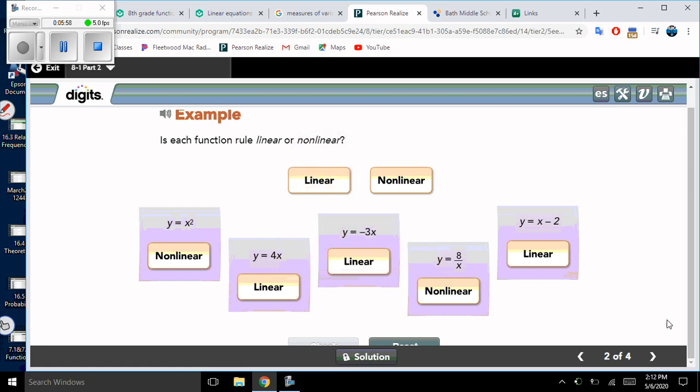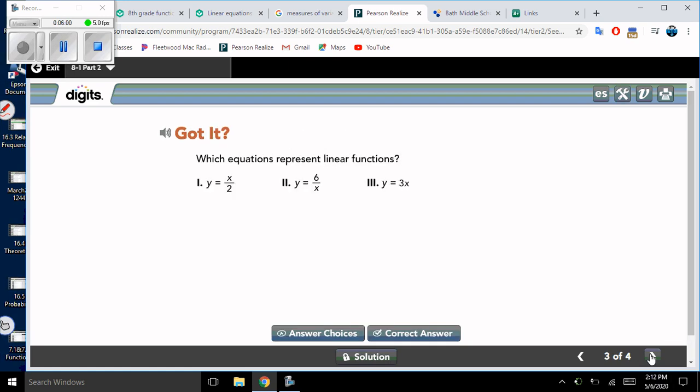Okay, moving on to the third example here. Which equations represent linear functions? And once again, we should say the first one should, because it's in essence y equal half x. The second one does not, because x is on the bottom. And the third one should work because, again, it's in the form of y equal mx plus b, where b would be equal to 0. So our answer should be 1 and 3.